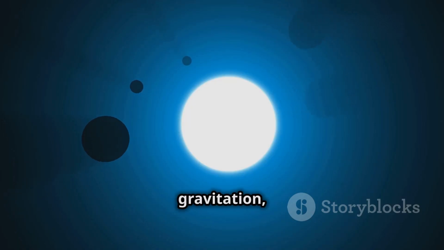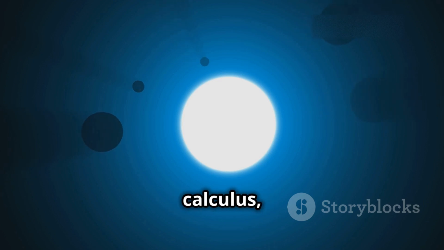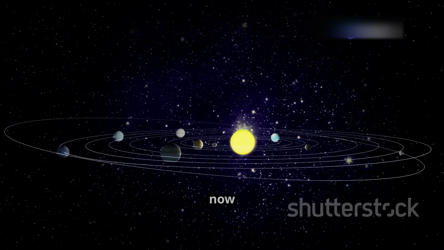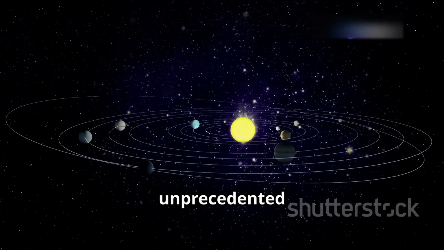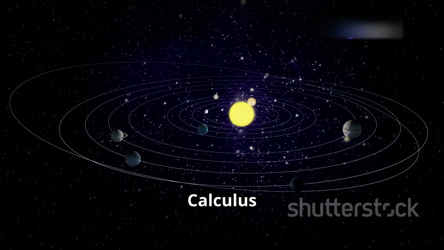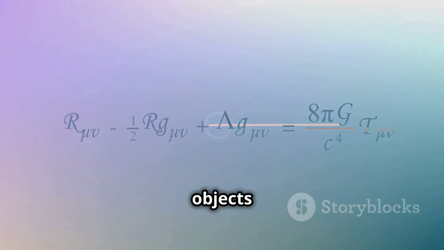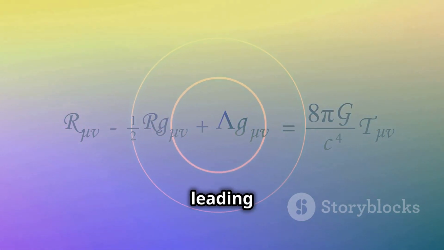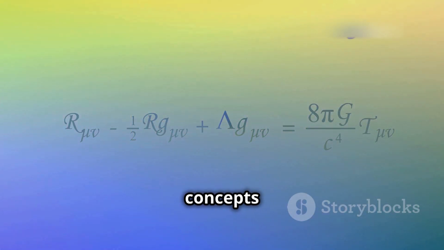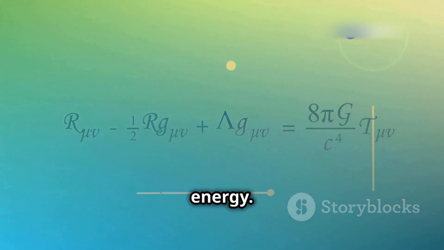Newton's law of universal gravitation, formulated using calculus, explained the motion of planets and celestial bodies. Astronomers could now predict the positions of planets with unprecedented accuracy. Calculus also revolutionized physics. Scientists could now describe the motion of objects with variable acceleration, leading to breakthroughs in understanding concepts like force, momentum, and energy.